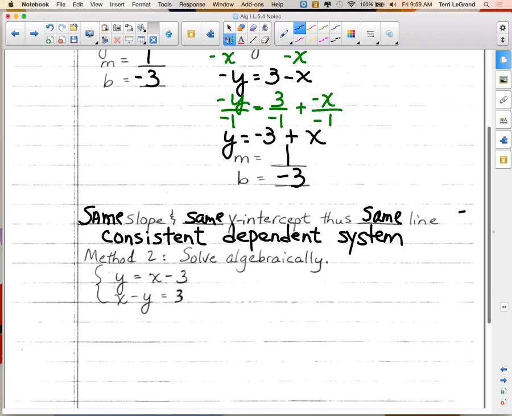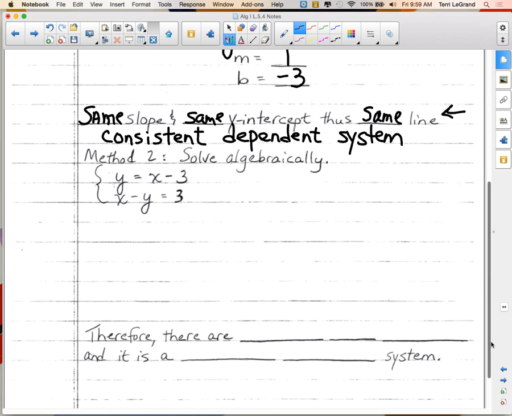Do you have to write this part in your homework? Yeah. Same slope, same y-intercept, means same line. If you're using this method, that's what you do. That's how you justify that this has an infinite number of solutions, making it a consistent dependent system.